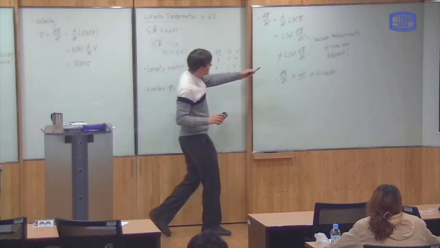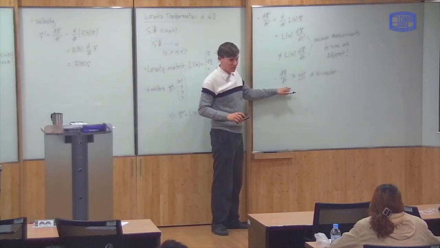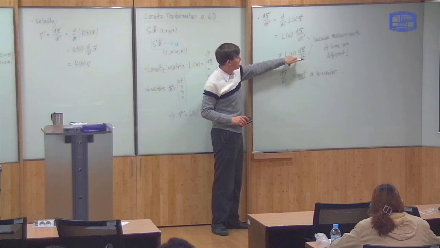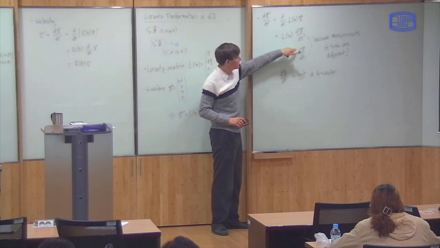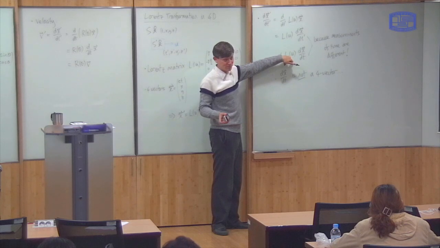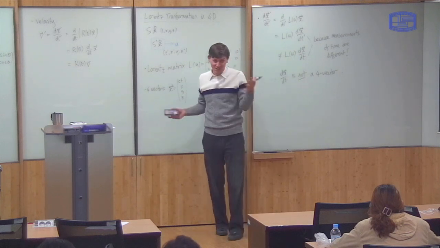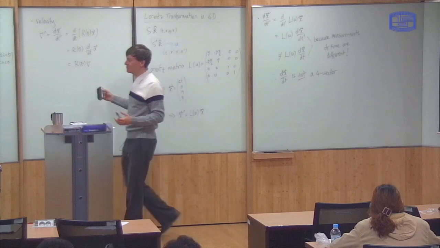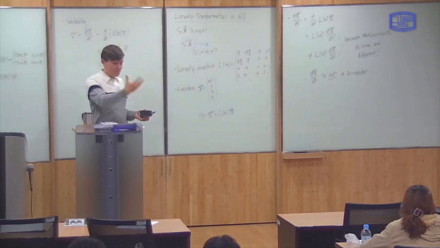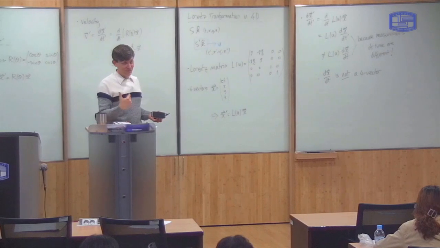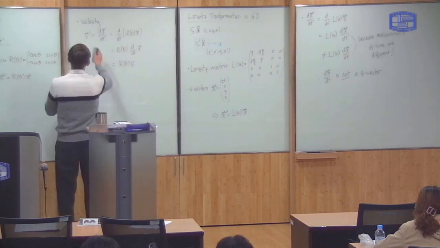So you see the idea, the problem here. Why is this not a four-vector? It's because the two observers have different measurements of time. If they use the same measurement of time, then this would work. And that's the solution. So the solution is that simple. You need to find a measurement of time on which the two observers agree. And then you get a four vector.